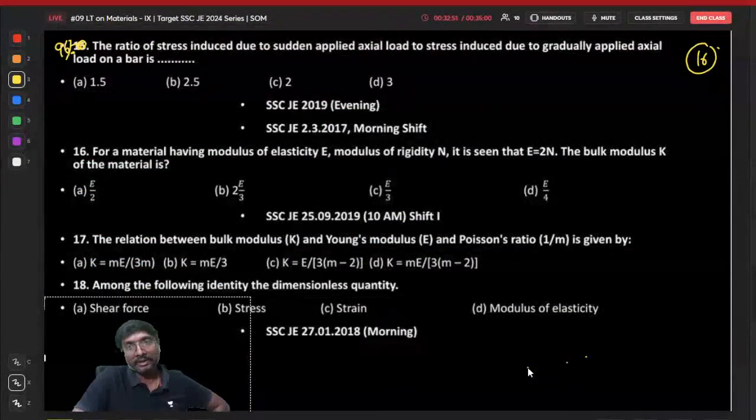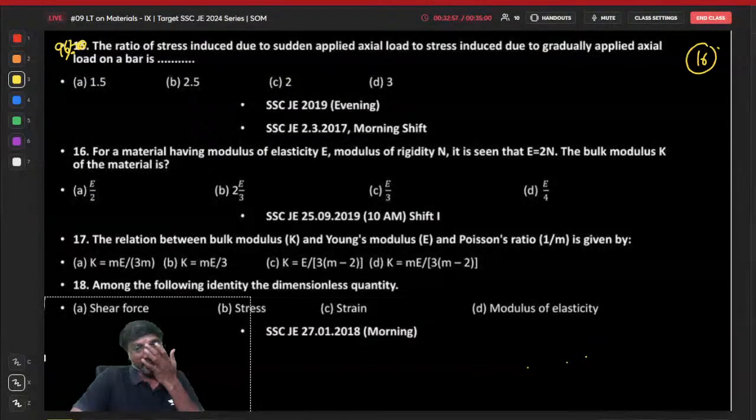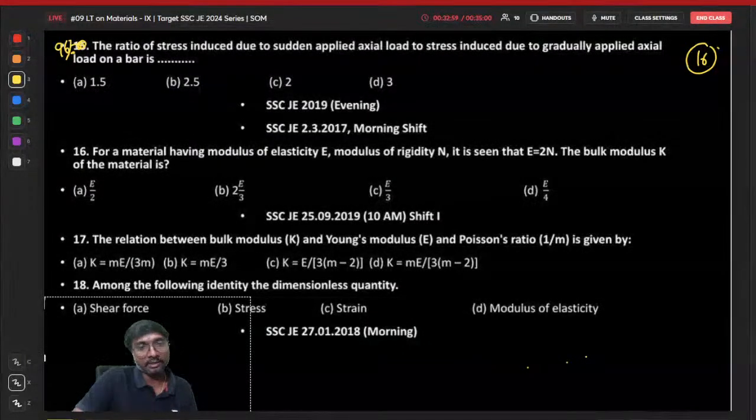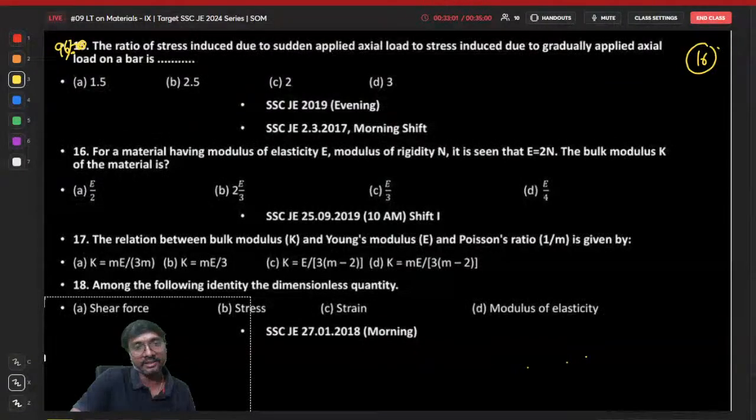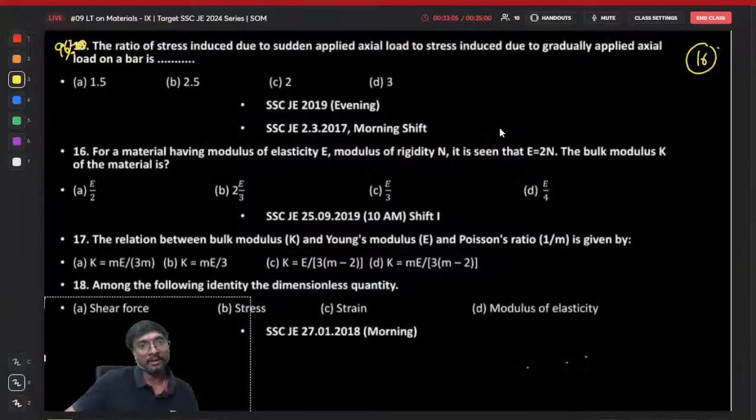We'll finish off this. With this, the first chapter gets over. The 99th question, right? 99 questions, the first chapter gets over. If any questions are left, I'll check and include them in tomorrow's class. Right, this is the leaderboard.